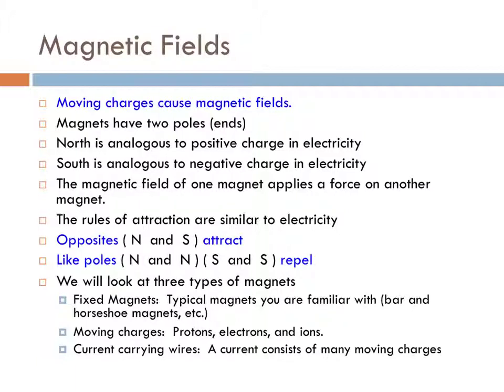So what we're going to do is look at three different types of magnets. Fixed magnets, typical magnets that you're familiar with, bar and horseshoe magnets. Moving charges, such as protons, electrons, and ions. And current-carrying wires, meaning a current consists of many moving charges.